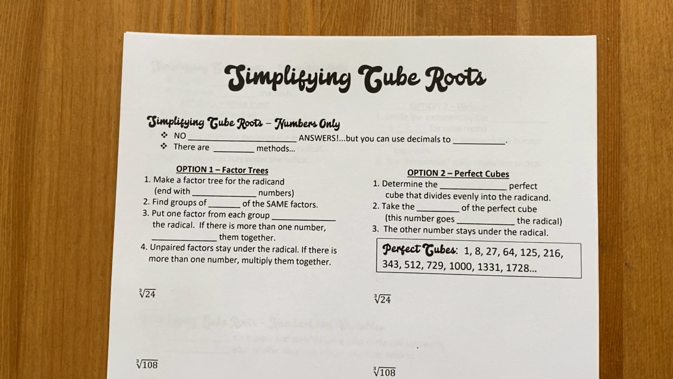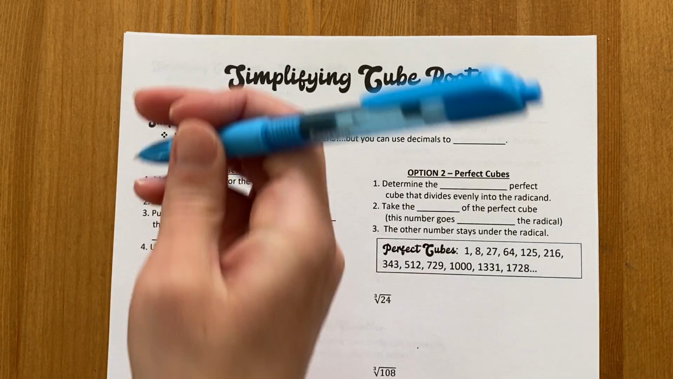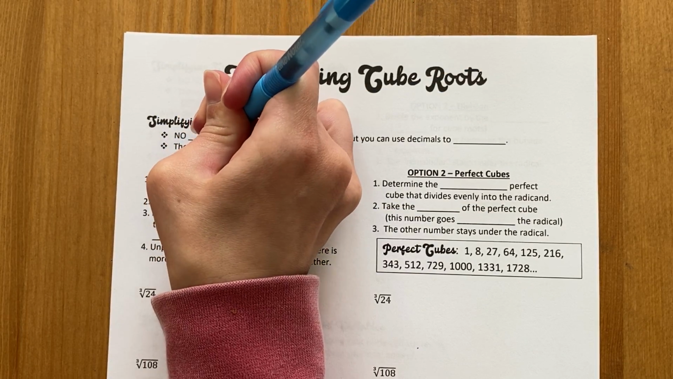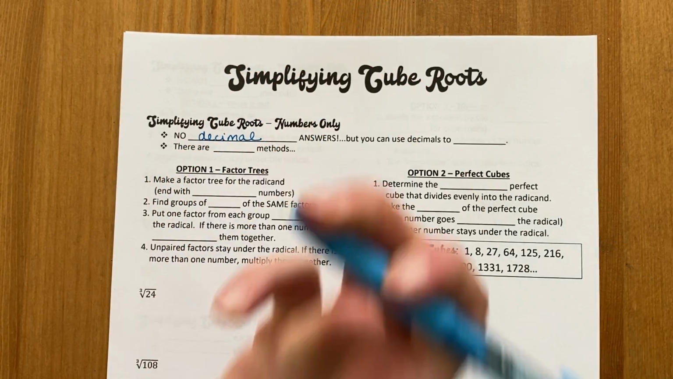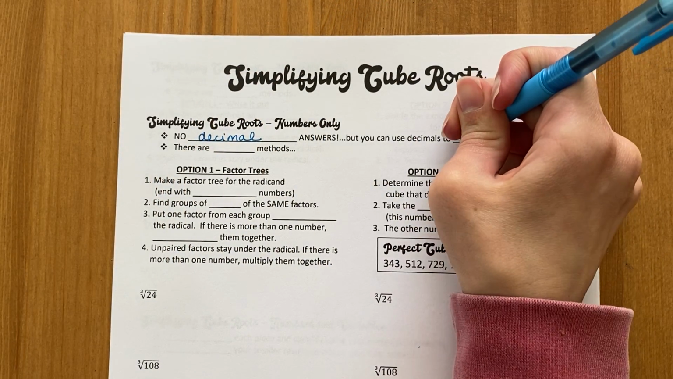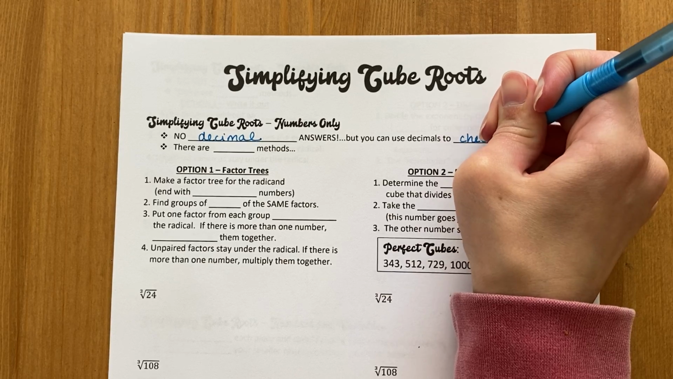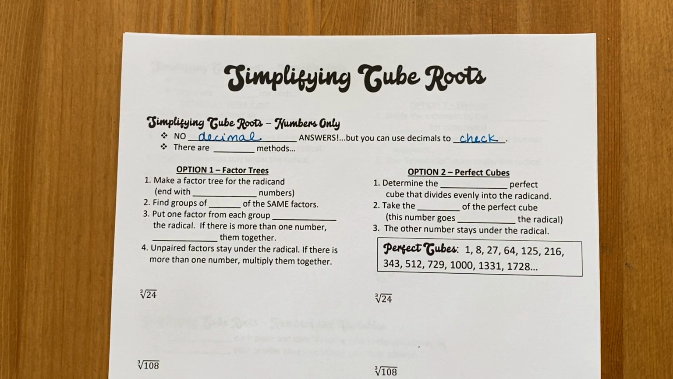So today we're simplifying cube roots, which will piggyback right off of our simplifying square roots video from yesterday. Now simplifying cube roots is going to work almost exactly the same way. So if yesterday went well for you, this should go well for you as well. There are still no decimal answers. However, you can use those decimals to check if you want to. If you type your original problem in as well as your answer, it should give you the same decimal.